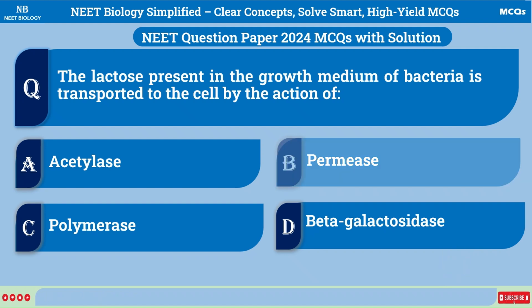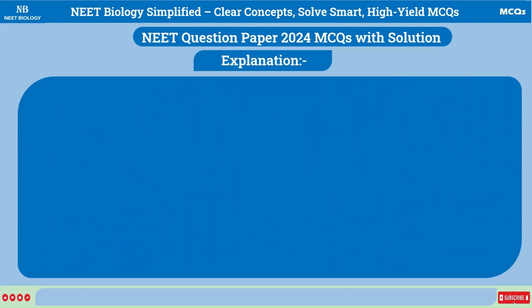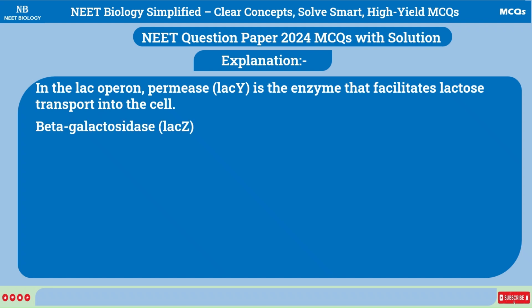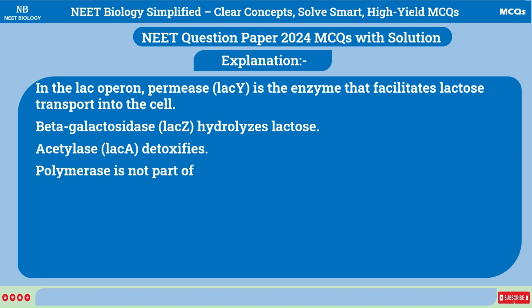Correct answer is B. Permease. Explanation. In the lac operon, permease, lacY, is the enzyme that facilitates lactose transport into the cell. Beta-galactosidase, lacZ, hydrolyzes lactose. Acetylase, lacA, detoxifies. Polymerase is not part of lactose transport.